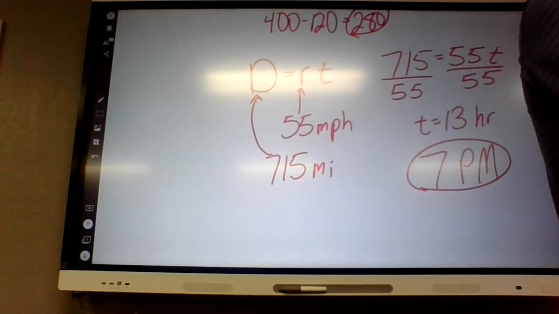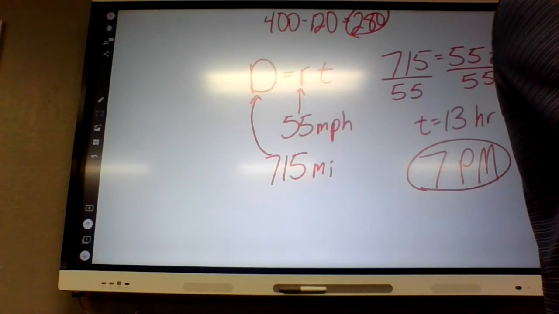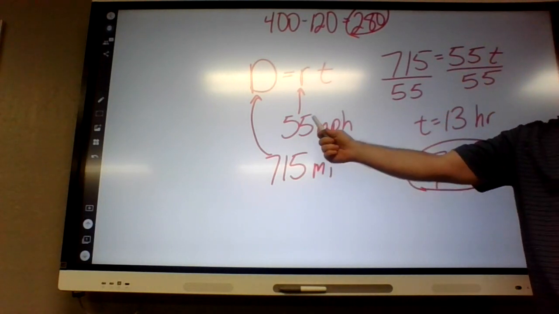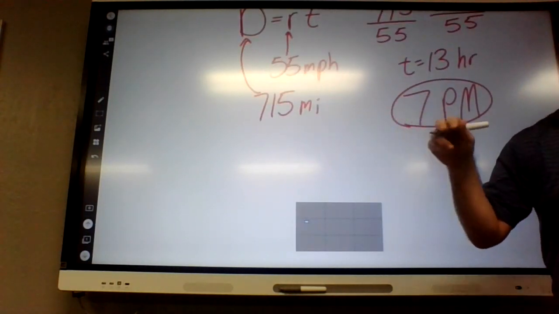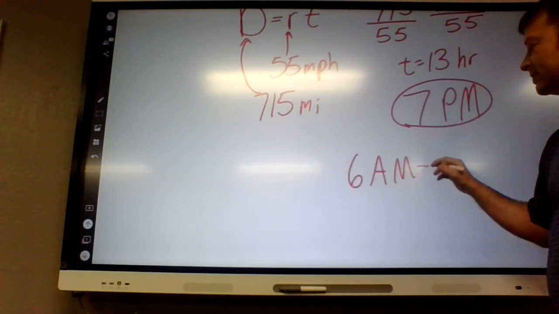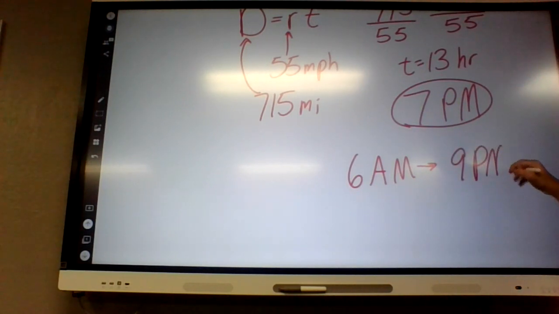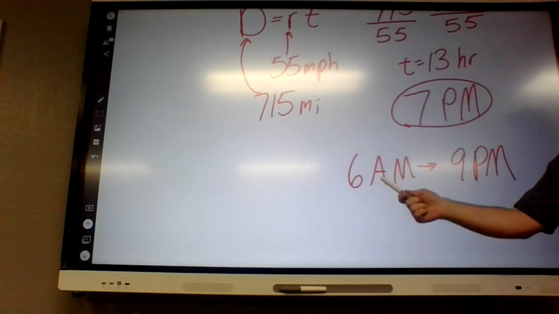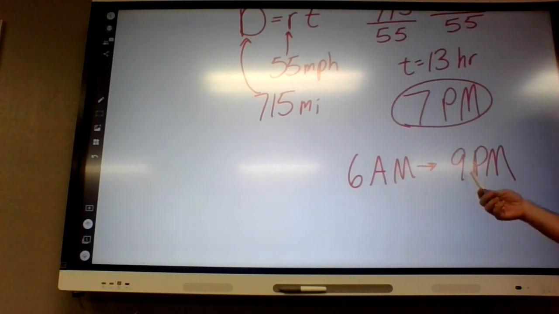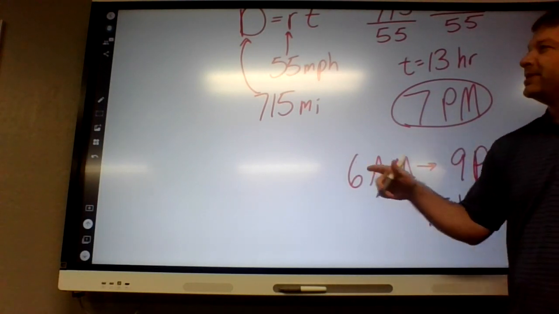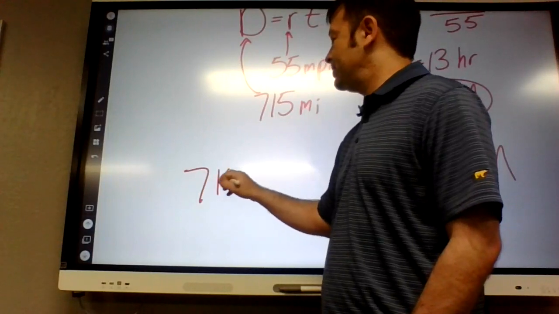It says if they got there at 9, what was their average speed? So they're not going 55 anymore. If they got there at 9, and they started at 6 in the morning to 9 in the evening, how many hours is that? 15. Right, from 6 a.m. to 6 p.m. is 12 hours. Plus 3 more hours to get from 6 to 9. That is 15 hours. So that's their time. Their distance would still be 715.